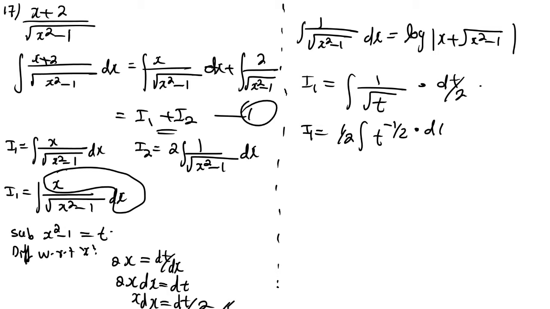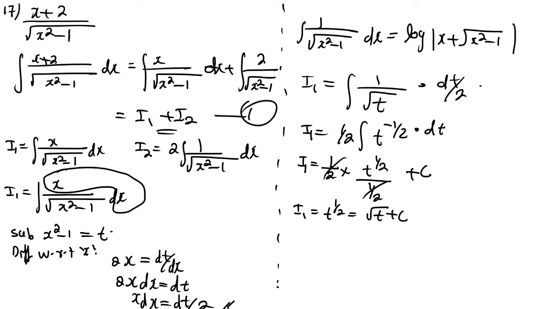We saw that in previous problem, right? Into dt is remaining. So I1 is equal to 1 by 2 into t to the power minus 1 by 2 plus 1 is t to the power 1 by 2 divided by 1 by 2 plus c. 1 by 2 gets cancelled. I1 is equal to t to the power 1 by 2. It's equal to root t plus c. What is t? T value is equal to x square minus 1, so root of x square minus 1 plus c.